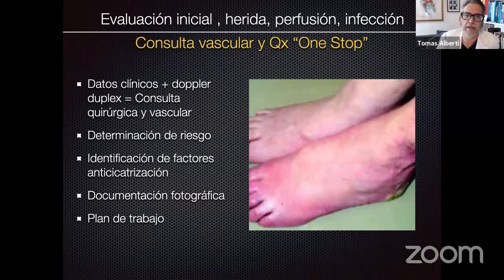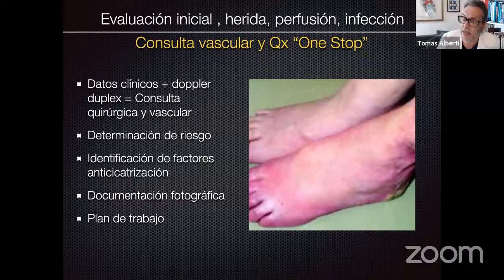Entonces, el paciente llega y va a una consulta vascular y quirúrgica one-stop, es decir, nosotros vamos a obtener los datos clínicos, el examen clínico tradicional, y le vamos a hacer un Doppler duplex en el mismo tiempo. Todos los pacientes van a tener Doppler duplex hecho por nosotros mismos. En ese momento tiene que hacerse una determinación de riesgo. ¿Cuál es el riesgo al miembro y a la vida del paciente?